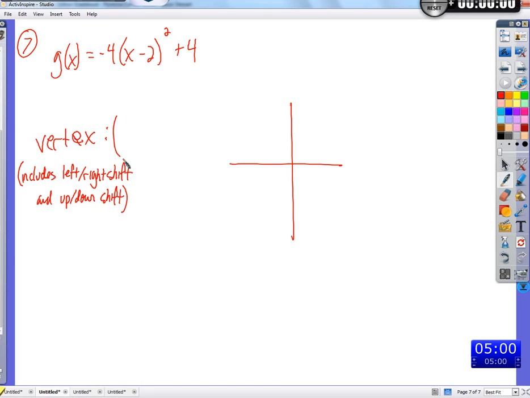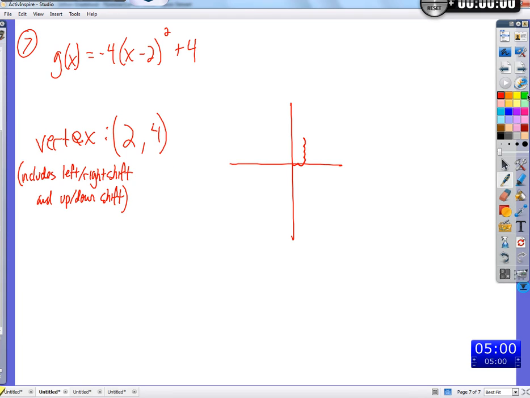Okay, that being said, where is the vertex? Gordon? 2, 4. 2, 4, right? It moves to the right two. Everything's going to move to the right two, including the vertex. So it'll be at x is 2 and y is 4. So 1, 2, 3, 4. Everything's going to move to the right 2 and up 4, including the vertex, which puts the vertex at 2, 4.